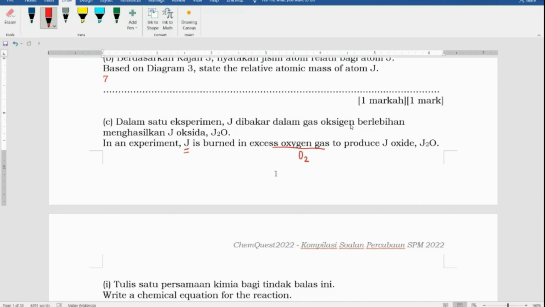J2O. So how are you going to balance the equation? Can you try to write the chemical equation? J burns in excess oxygen, meaning J plus O2 produces J oxide, J2O, all given to you already. If you have this, can you balance the equation? You try and write down the answer. Later you check whether your answer is correct or not.